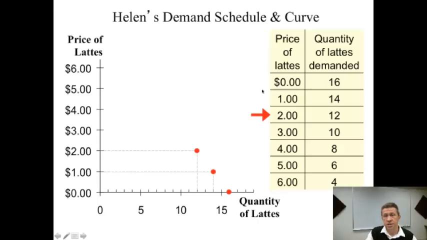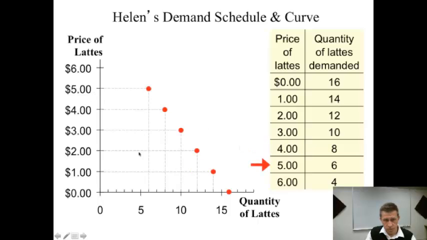So at 0, 16 units, quantity of latte demanded is 16. Helen wants 16 lattes if it's free. If it's $1, she wants 14. If it's $2, she wants 12. If it's $3, she wants to buy 10 units. $4, she wants to buy 8 units. And in your notes, you should be plotting these points along here. You should be finding the point where it's at $4 and 8 units, and then you plot the point right up here.